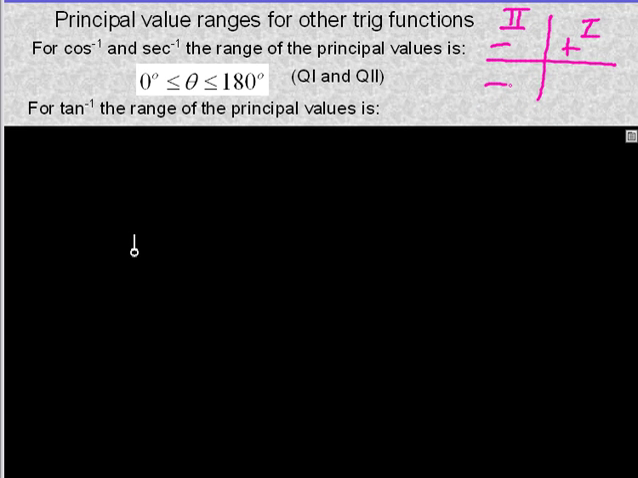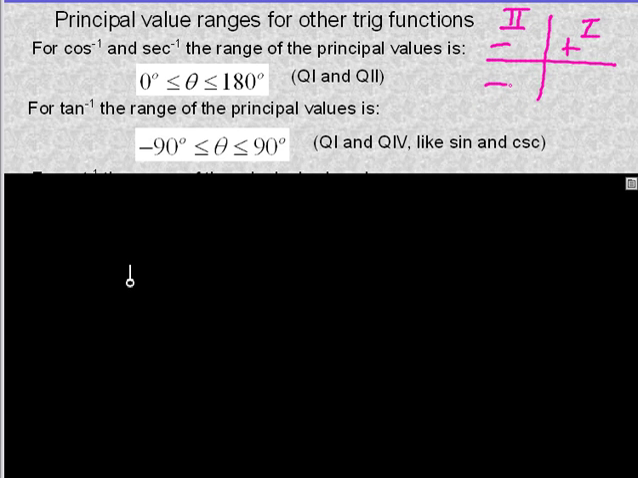For tangent, the principal values are as follows. Notice this is the same as sine and cosecant. So positive here and negative here, because negative for tangent is here and here, and these are smaller absolute values.